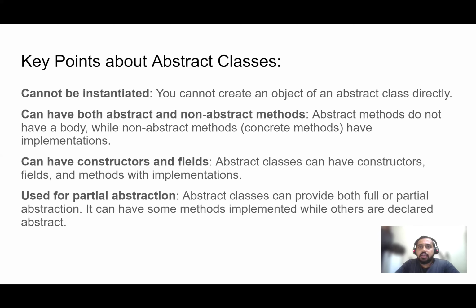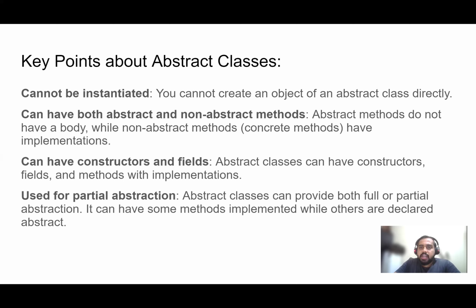Let's first see the key points of what an abstract class is. If you make any class abstract, you are telling the compiler or JVM that in this class one or more methods don't have a body. In that case you can't create an object for that class. Obviously, you can't create an object because your methods are not completely written. They're only declared, and the logic will not be there.